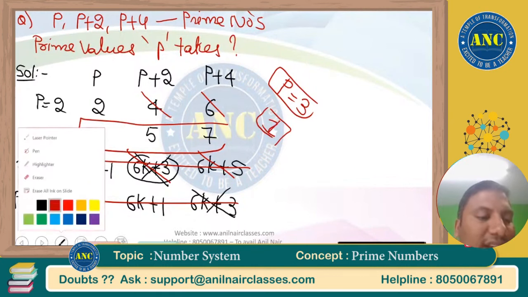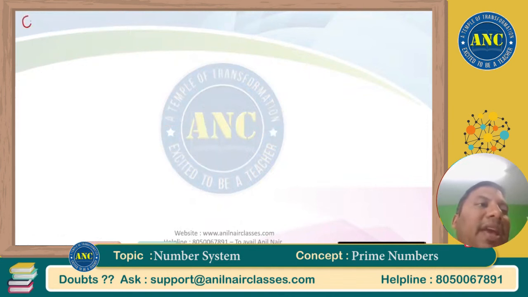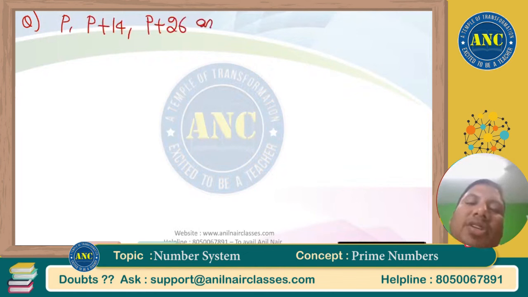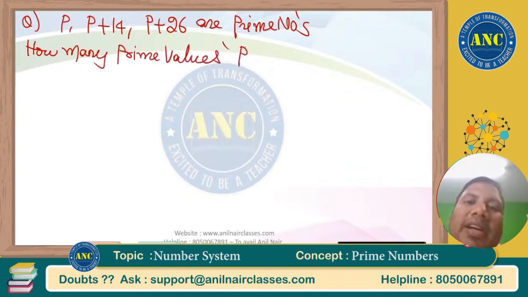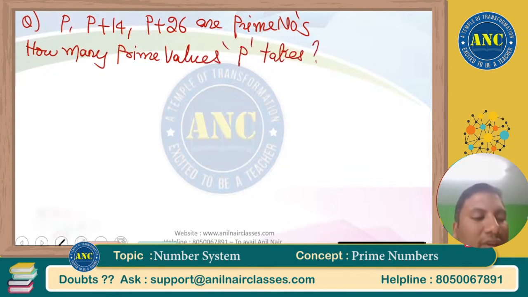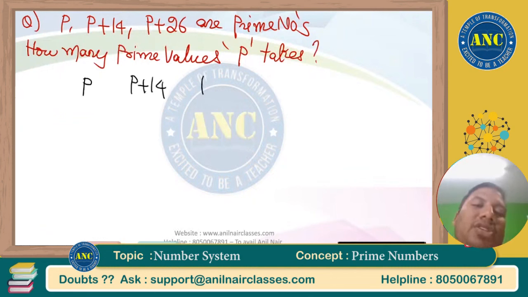Second one. P, P plus 14, P plus 26 are prime numbers. How many prime values can P take? Listen carefully. Same idea we will solve. How many prime values can P take? P, P plus 14 and P plus 26.